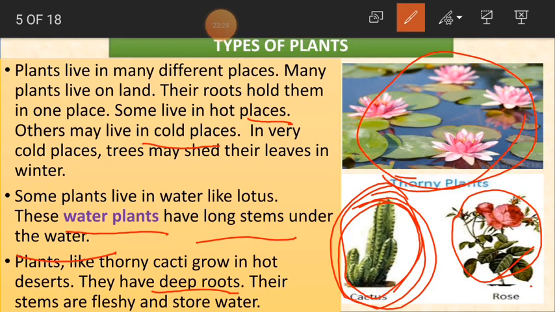Because it is a desert, deserts don't have water. So what do these plants do to live? They store water. Whenever they get rain or any water sources are there, the water is stored in their stems. Because of that, they are able to live in the desert areas. Okay, children? So plants like cactus live in hot deserts and they have deep roots. Understood? Yes.